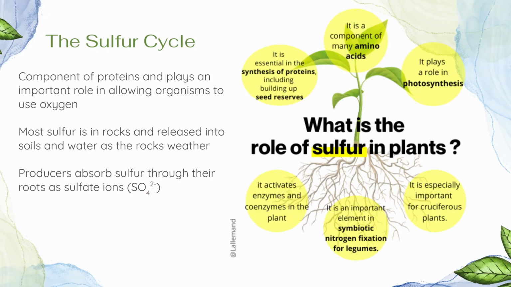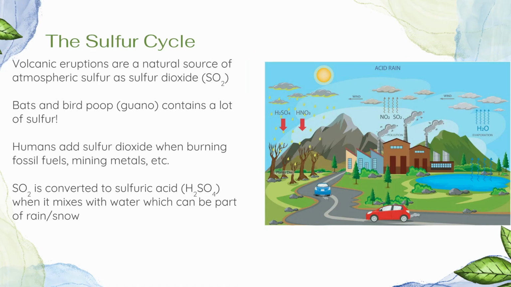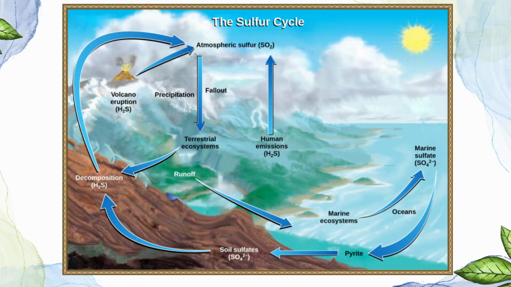Natural sources of atmospheric sulfur in the form of sulfur dioxide, SO2, include volcanic eruptions. Bat and bird poop, also known as guano, also contains a lot of sulfur. Humans add sulfur to the atmosphere when burning fossil fuels and mining metals, which produces sulfur dioxide. When SO2 mixes with water, it is converted to sulfuric acid, which can then become part of rain or snow as acid precipitation. Here's a completed diagram of the sulfur cycle as we discussed.